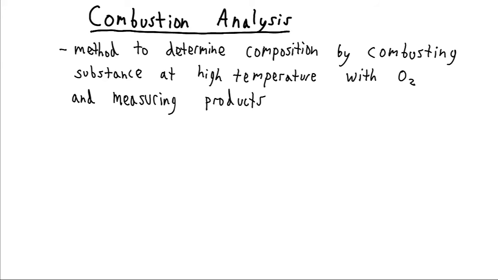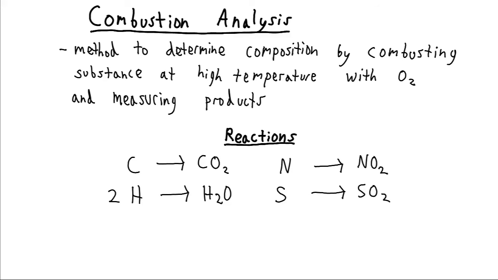One of the more important ones is combustion analysis, used a lot in analytical chemistry. This is where we take our sample and we combust it, we burn it in the presence of oxygen, O2, and completely convert it into products. What that does for us is it makes it so that we can measure the products and infer what the original composition was. For example, if there was any carbon in our sample, it will be completely converted into CO2. Any nitrogen will be converted into NO2. Any sulfur will be converted into SO2. Hydrogen, every 2 hydrogen atoms will combine with oxygen to make H2O.